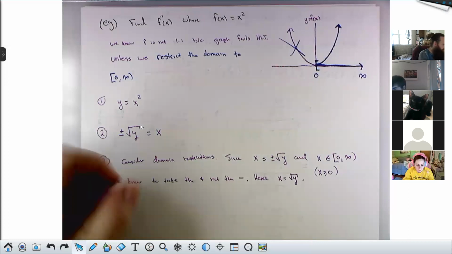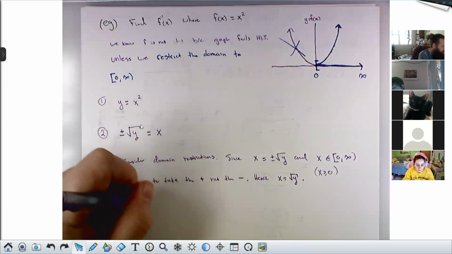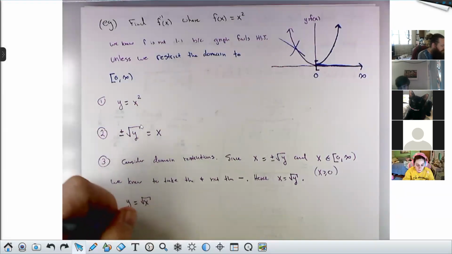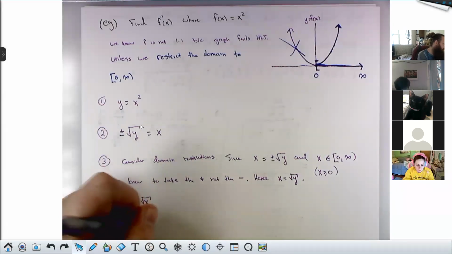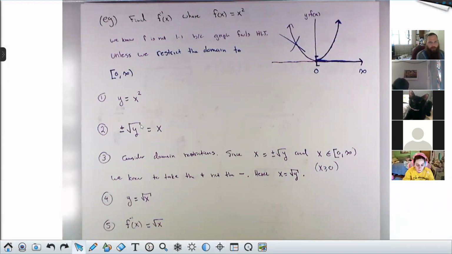Now we're ready to swap x and y. I get y equals the square root of x. So f inverse of x is the square root of x. And this is very intuitively satisfying. What function undoes the squaring function? Well, it should be the square root function, right? Square roots undo squares. But because the squaring function is not one-to-one, you need to restrict its domain.